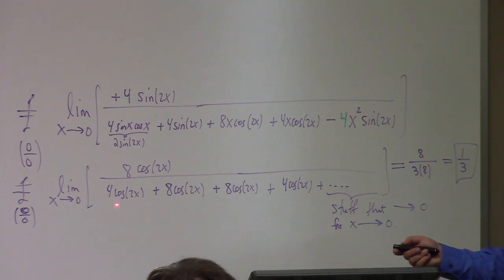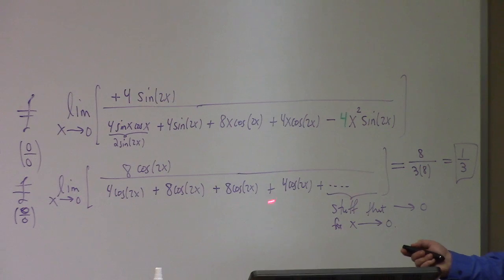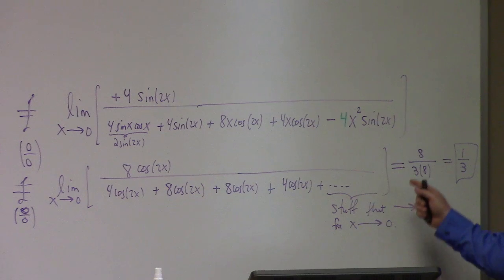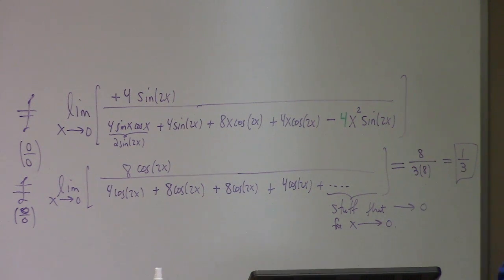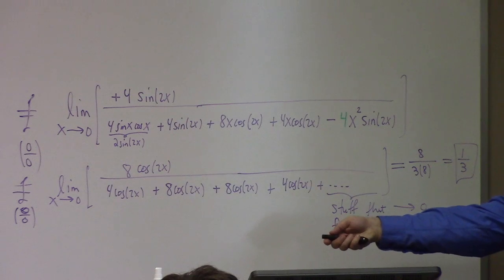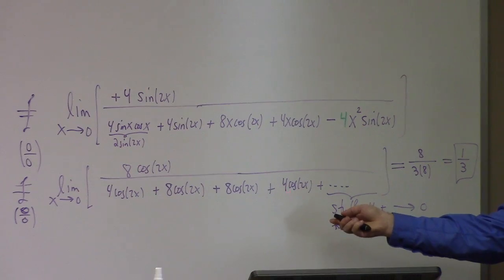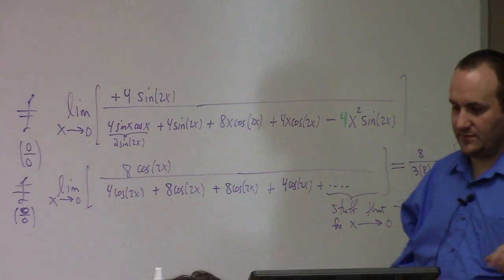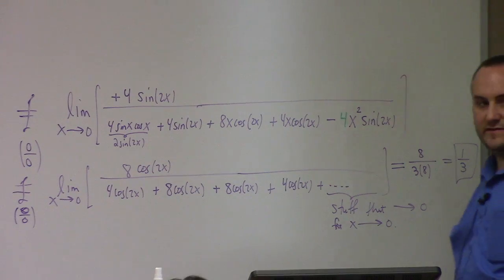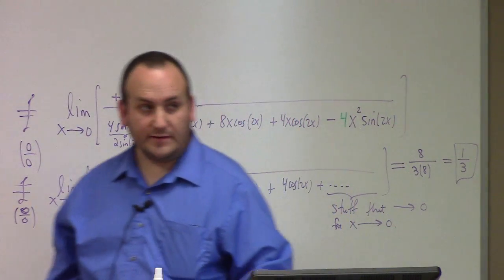So this is all that matters for 8, 8, 4. Add those up, you get 24. Upstairs, you get 8. Cosine of 0 is 1. And so we get 8 over 24, which is 1/3. I'm happy to report that is the answer in the back of the book. You got 8 over 24: 4 plus 8 is 12, plus 8 is 20, plus 4 is 24. Nothing too sneaky. And everything that I haven't written down is 0, because it's either got a sine or an x squared in it, multiplicatively.